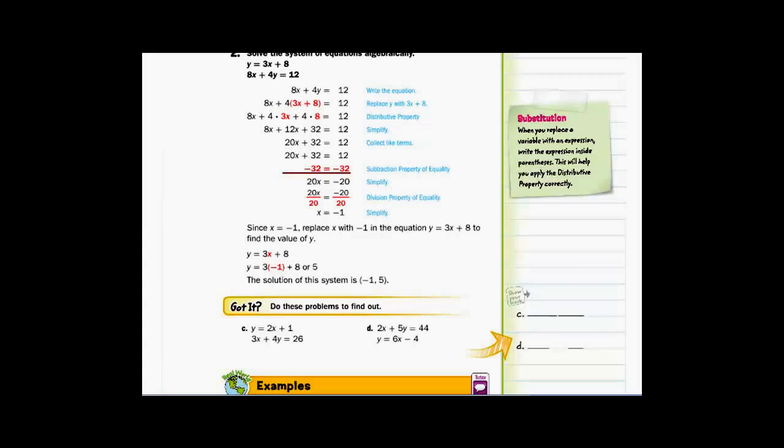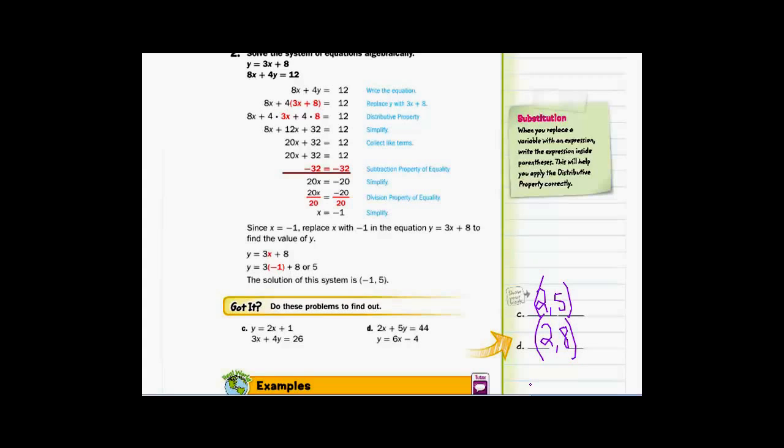C and D. All right, back with me on C. If you worked these out, C, the answer is 2, 5. X is 2, Y is 5. Please write them as an ordered pair and not just X equals 2, Y equals 5. D, 2, 8.